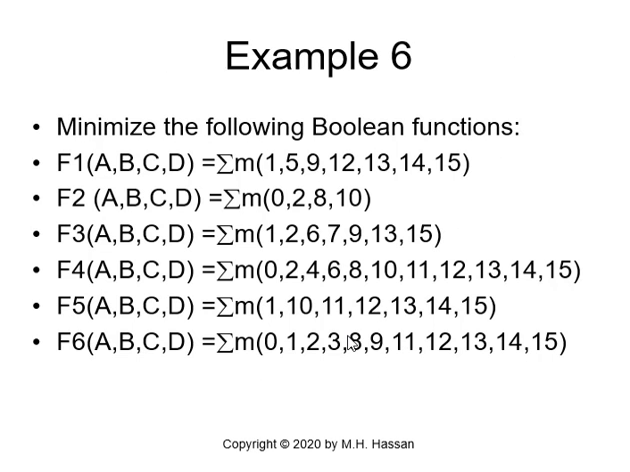Example: we would like to minimize the following Boolean functions. Function 1 is the sum of minterms 1, 5, 9, 12, 13, 14, 15. Function 2, the sum of minterms 0, 2, 8, 10. F3, the sum of minterms 1, 2, 6, 7, 9, 13, 15. F4, the sum of minterms 0, 2, 4, 6, 8, 10, 11, 12, 13, 14, 15. F5 is the sum of minterms 1, 10, 11, 12, 13, 14, 15. And F6, the sum of minterms 0, 1, 2, 3, 8, 9, 11, 12, 13, 14, and 15.